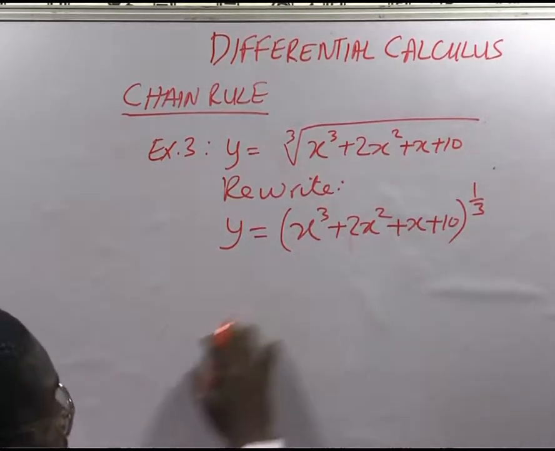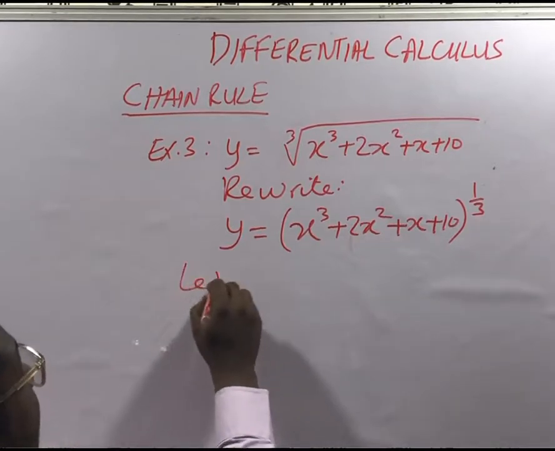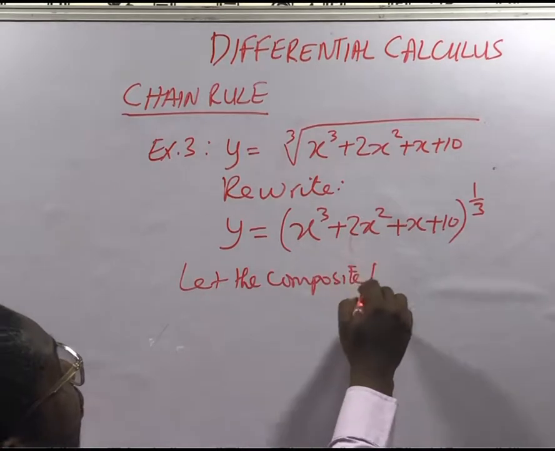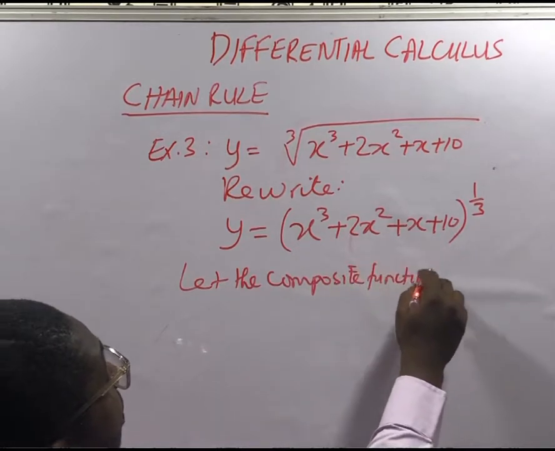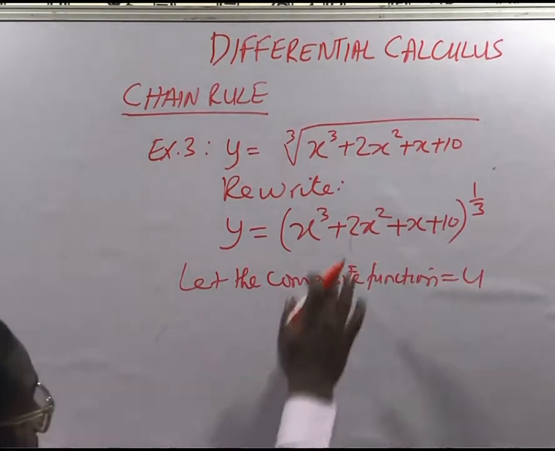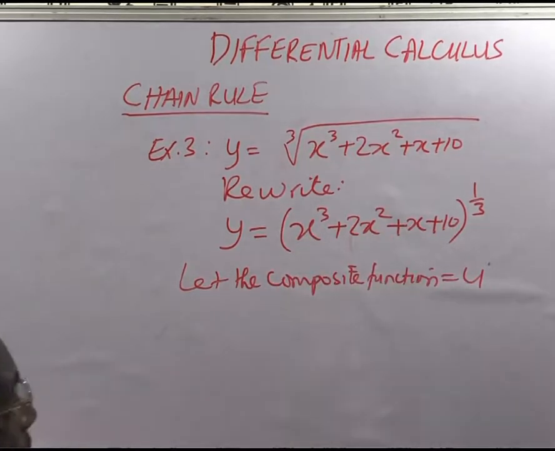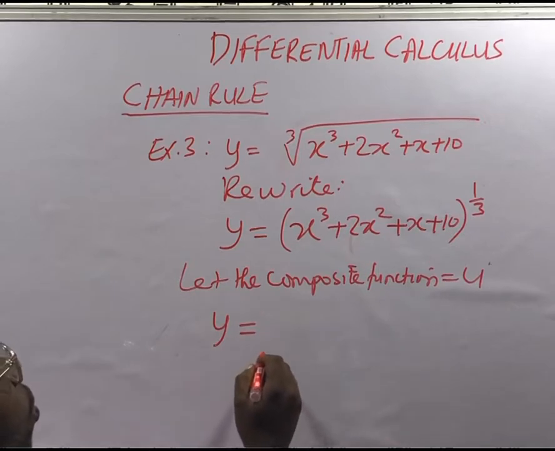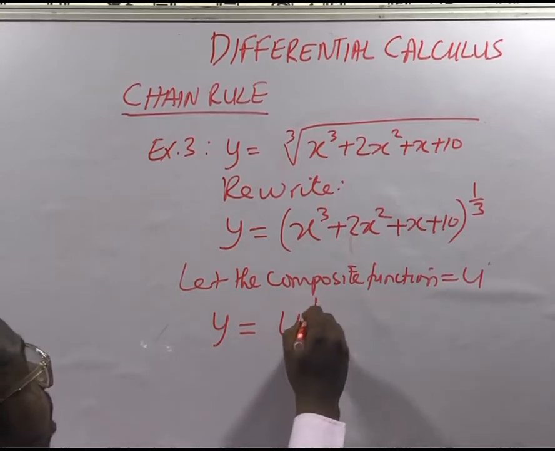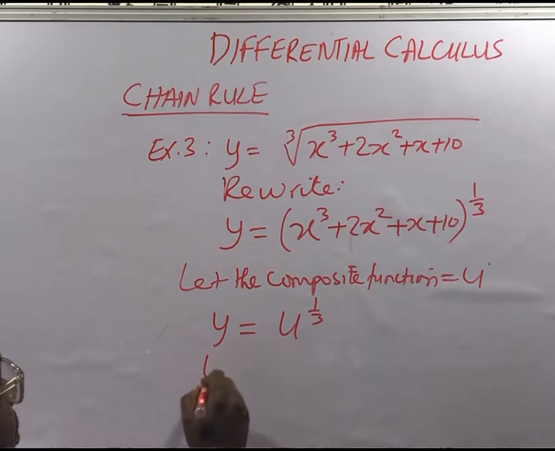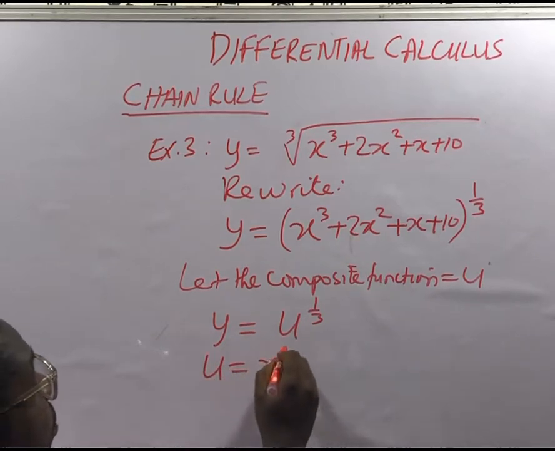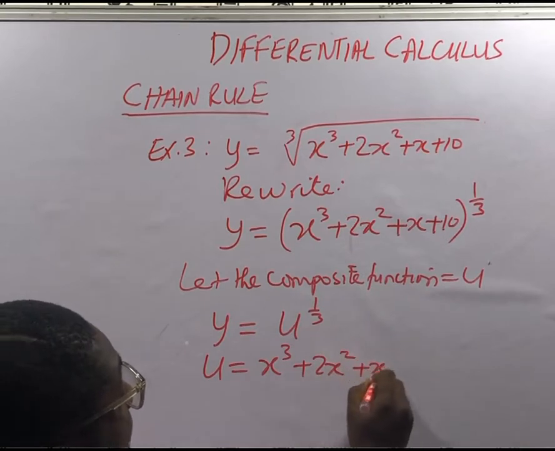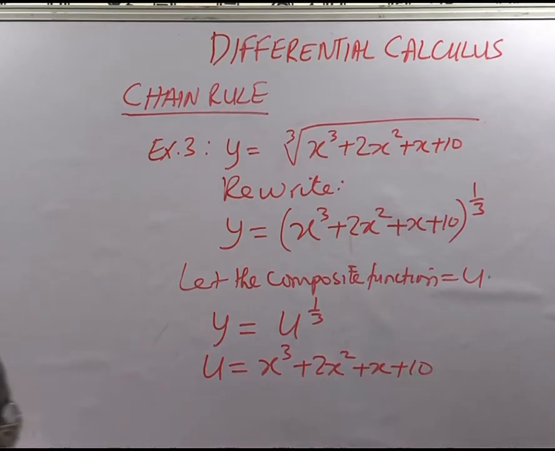Now we have a composite function, so we say let the composite function be u, so that we're representing this whole function by u. So it becomes y is equal to u raised to the power 1 all over 3, and u is equal to x raised to the power 3 plus 2x raised to the power 2 plus x plus 10.